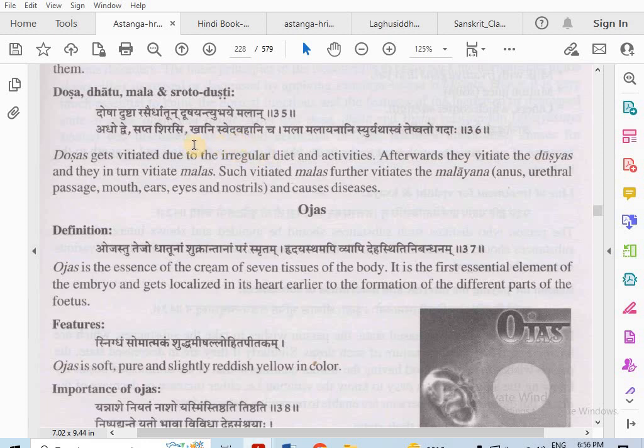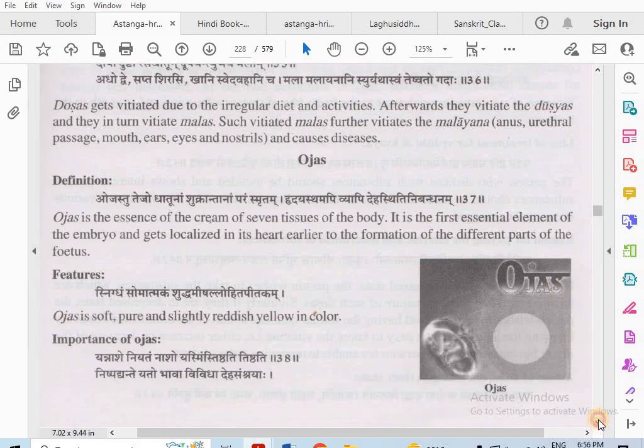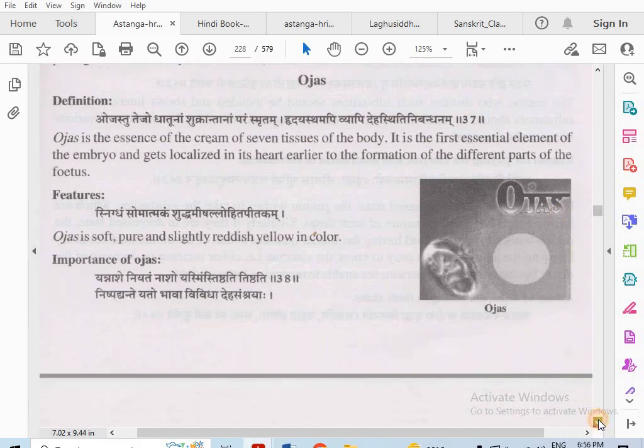So here they just mention the sites or malayana, and the entire process due to which the different diseases also occur. Now from here we'll start learning about ojas, right? What is ojas? The first definition is given. Ojas tu tejo dhatunam sukrantanam param smrutam, hrudayasthamapi vyapi dehasthiti nibandhanam. Ojas is the essence, the cream, of the seven tissues of the body.